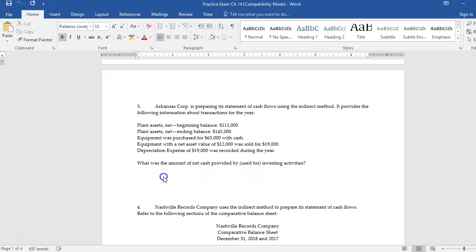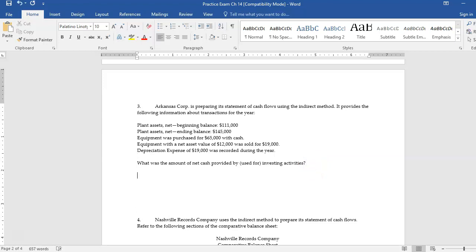Page 2 of the practice exam. I'm trying out something a little bit different. I'm using a screencast that will record as I type and I can talk. So we'll see how that goes.